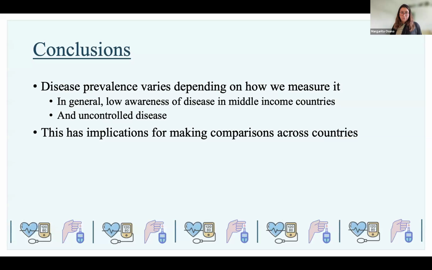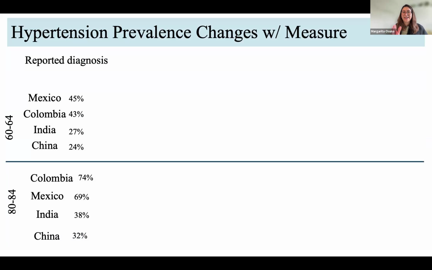So some of the main conclusions we can draw overall is that there's low awareness of disease in low to middle income countries, and there is uncontrolled disease. But one of the things I really wanted to point out is that how we measure the prevalence of these diseases will vary significantly. For example, here I have the prevalence of hypertension only with reported. So if we only looked at the self-reported, this is how the countries would range from the highest prevalence of the disease to the lowest.